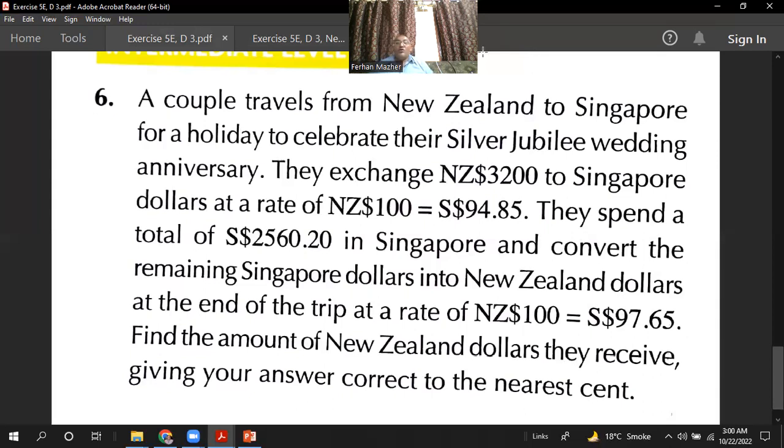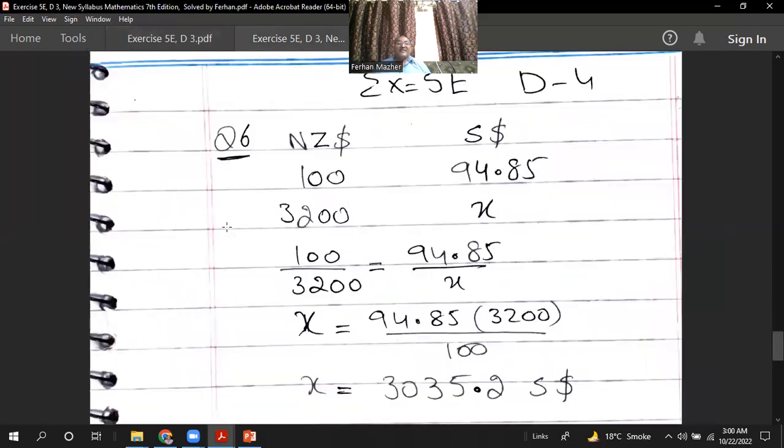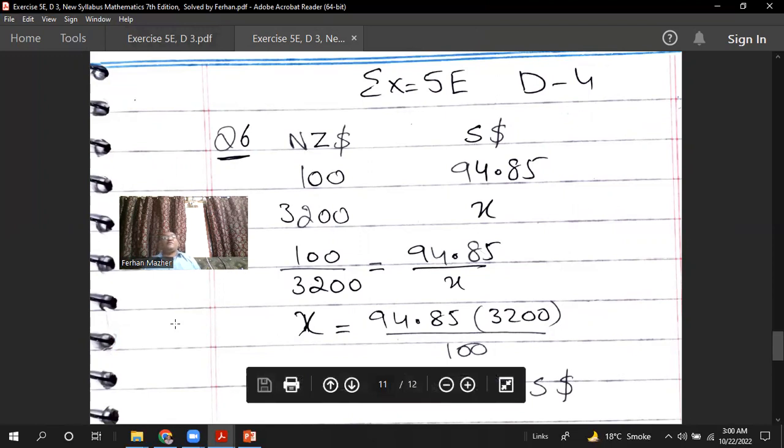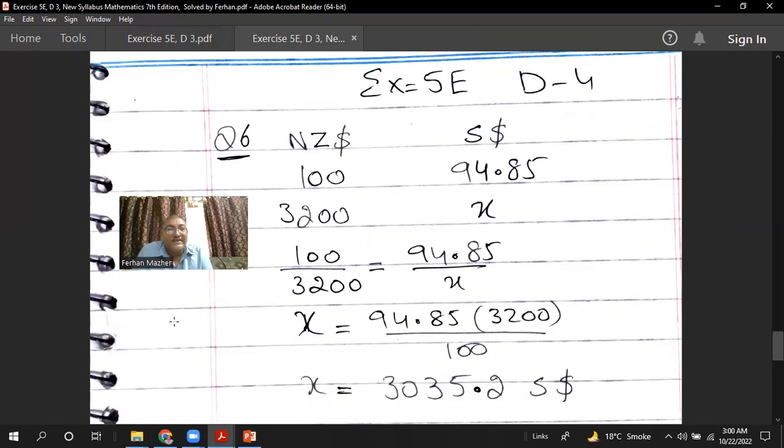So we have to find out the amount of New Zealand dollars they receive. So how much money will be left after the trip? Okay, so we are on question number six, sorry. First of all, they have New Zealand dollars and they want to convert it into Singapore dollars. The exchange rate is given to us: 100 New Zealand dollars equals 94.85 Singapore dollars. They have 3,200 New Zealand dollars. So how many Singapore dollars will they get?